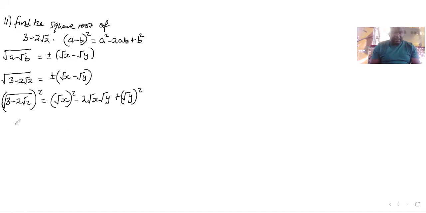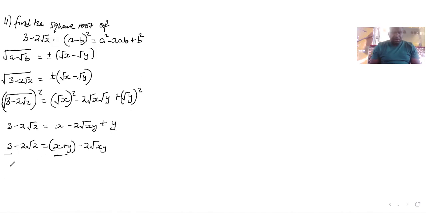Therefore, this will realize 3 minus twice root of 2 is going to be equal to X minus 2 root of XY plus Y, meaning 3 minus 2 root of 2 is equal to X plus Y minus 2 root of XY. So the coefficients, 3 has no root, these ones also have no root, so I equate 3 to X plus Y by comparison. Then the one which is irrational is 2 is equal to the irrational number XY on the other side, so XY is equal to 2, equation 2.